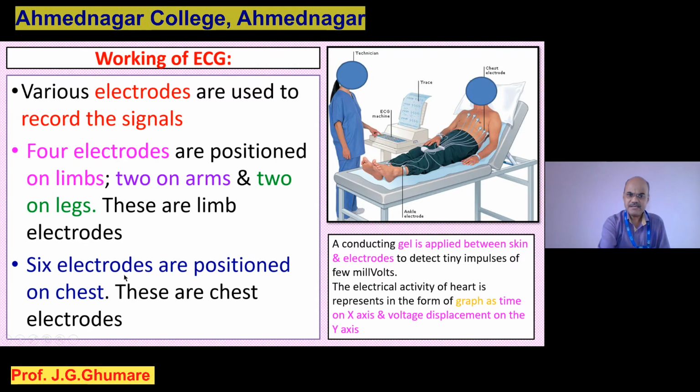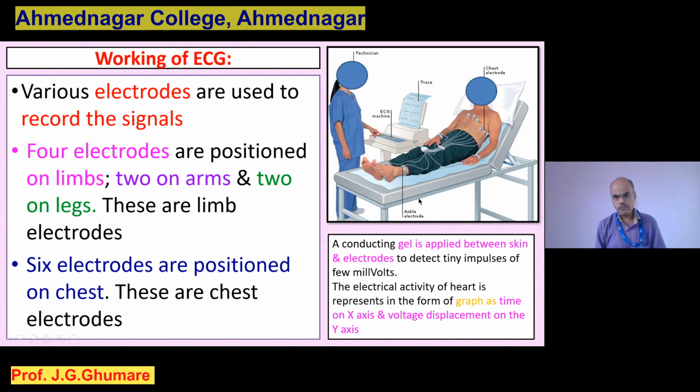and the remaining six electrodes are positioned on the chest. See here, one, two, three, four, five, six. These six electrodes are positioned on the chest, and these are called chest electrodes, remember. So we'll have two types of electrodes: limb electrodes, four are there, and chest electrodes, six are there. They will collect the electrical variation produced by the heart during the cardiac cycle. This is given to the machine, and the machine will give you the graph, remember.